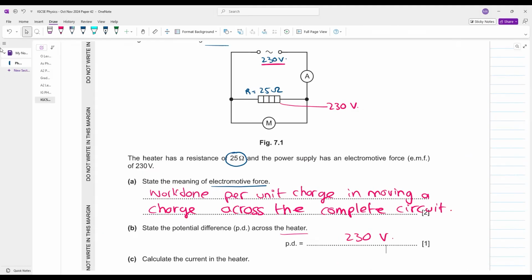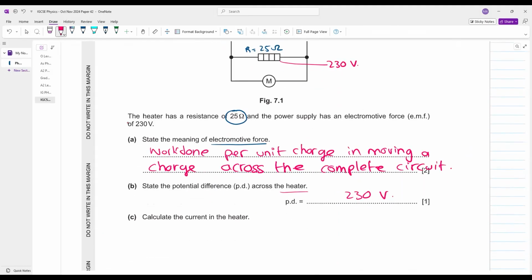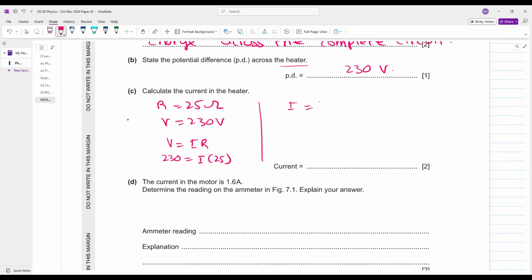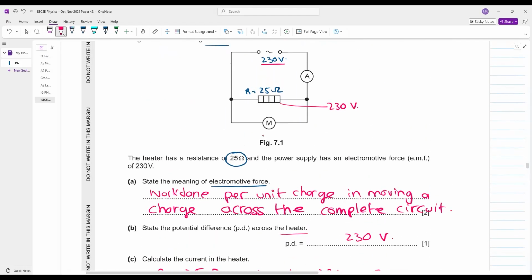Calculate the current in the heater. How will you calculate it? Very easy. Your resistance of the heater is 25 ohms, your voltage is 230. V is equal to IR. Voltage is 230, resistance is 25. Current I is equal to 230 divided by 25. Your current is equal to 9.2 amperes. The current in the heater is 9.2 amperes.